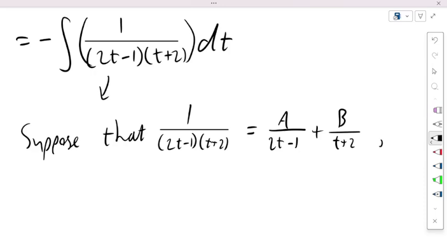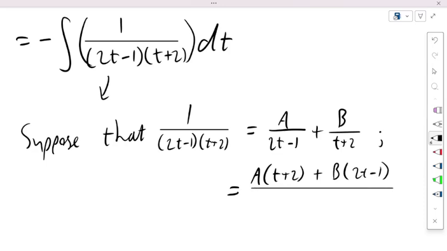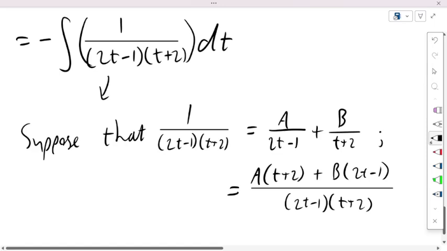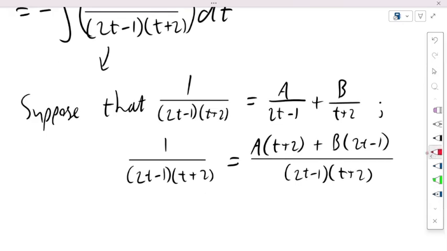Okay, such that then we have the following, right? We have this being equal to, we're going to take the lowest common denominators so that we are left with a multiplied by t plus 2 plus b multiplied by 2t minus 1, all divided by 2t minus 1 times t plus 2, and then we have 1 divided by 2t minus 1 and t plus 2, like that. Okay, and then the denominators can cancel each other because they are like denominators.